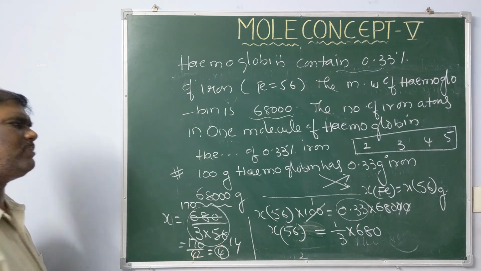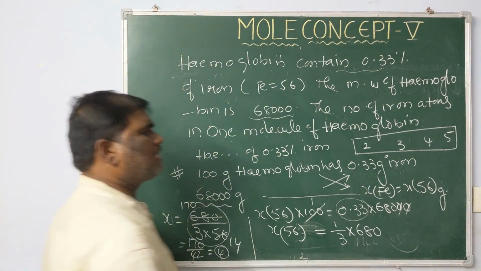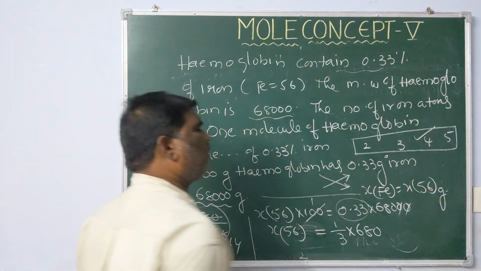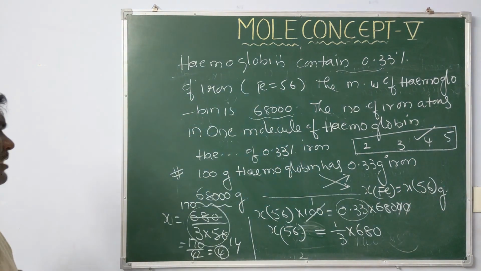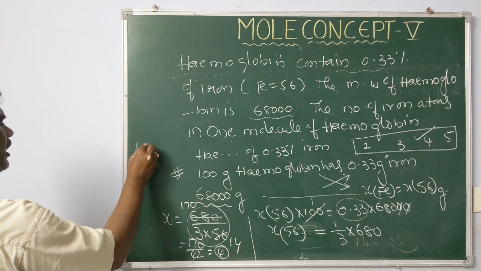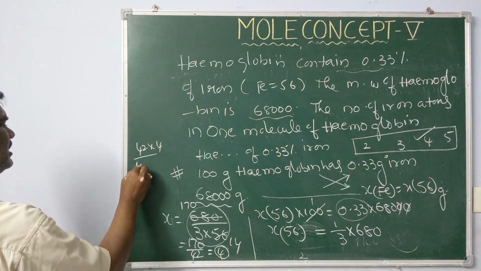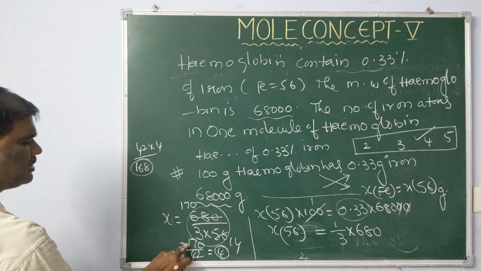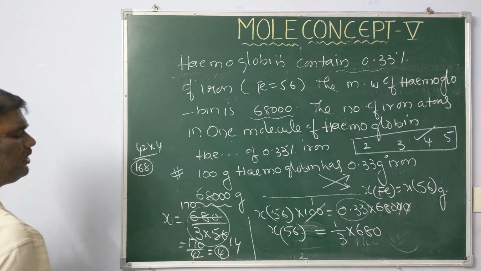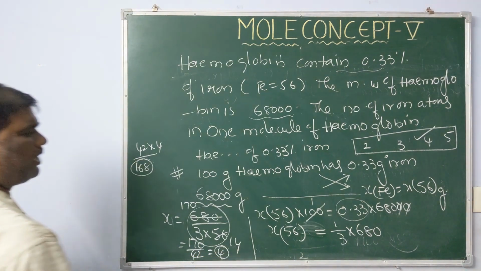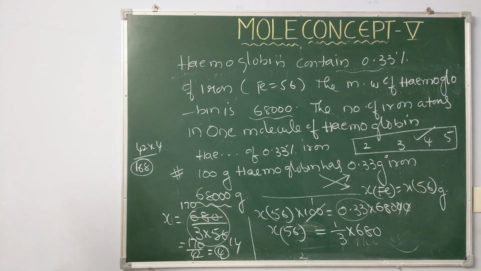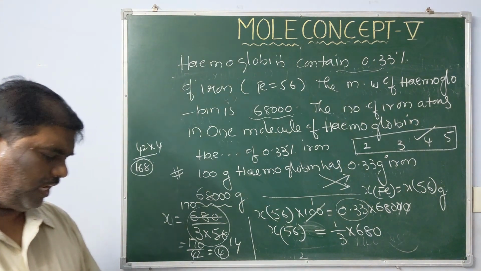So how many atoms are there on average? That is 4 atoms. One molecule of hemoglobin has 4. Now you take 42 fours, which are nothing but 168. 168 is close to 170, so I am taking 3.99, meaning nearly 4 atoms. So 4 atoms are found in one molecule of hemoglobin.